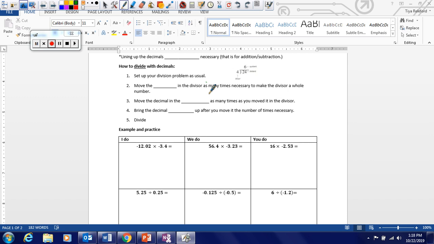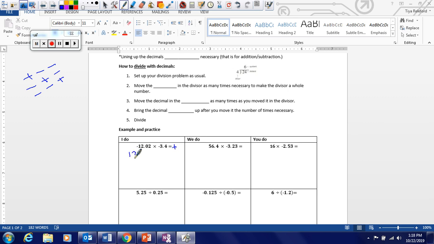So I'm going to work two problems with you, and then you're going to do one on your own. So first example, negative 12.02 times negative 3.4. Well, according to tic-tac-toe, because we're multiplying and dividing, I have a negative and a negative. My answer is positive. So I don't have to write the positive sign, but I'm still going to do it just so I know that I already took care of that.